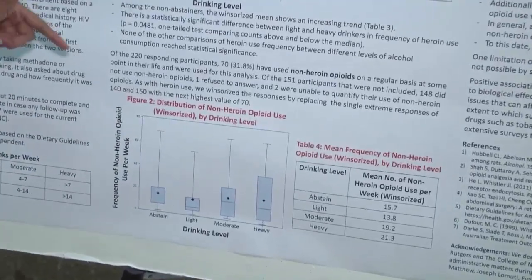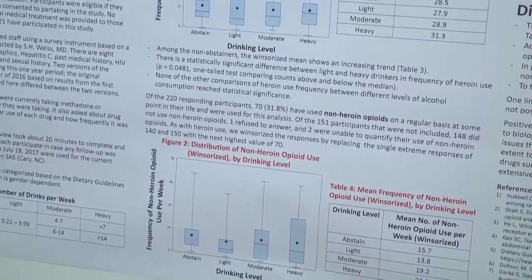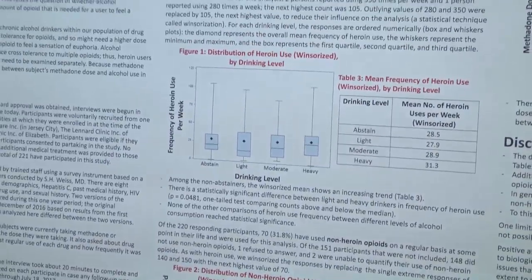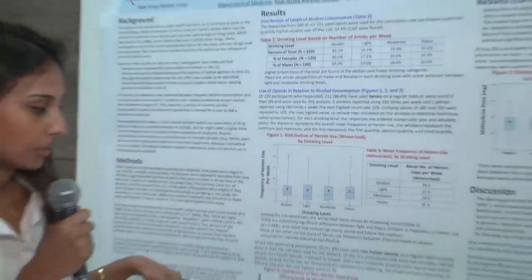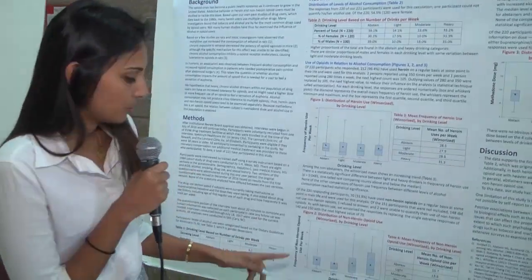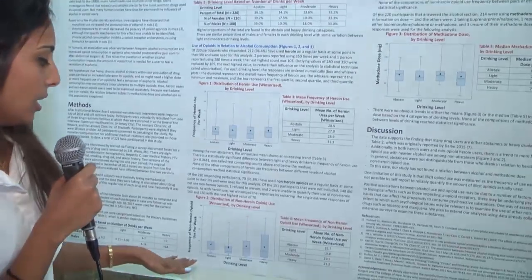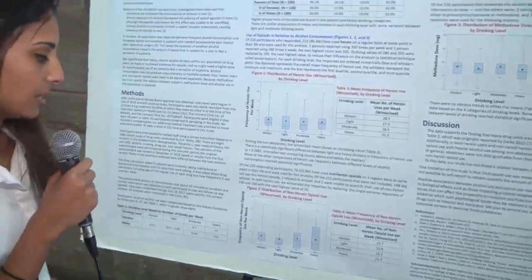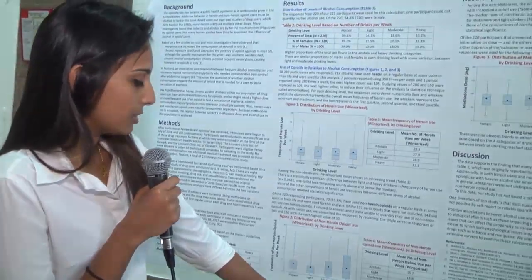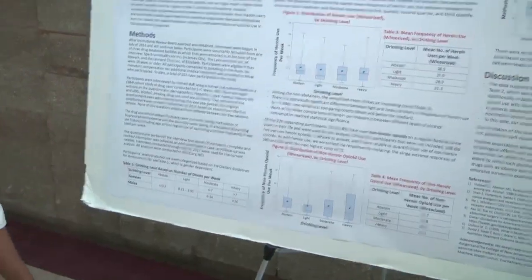Then we looked at non-heroin opioid use and compared that to drinking level. We split up heroin versus non-heroin because we did find in basic science literature that alcohol might not produce cross-tolerance to multiple opioids, so we wanted to study them separately. So we looked at non-heroin opioid use and the frequency of that with each drinking level, and we again did find that in drinkers there was a higher increase in means as you increased alcohol consumption. As well, you could see in the moderate versus heavy, there are noticeably higher medians compared to the abstain and light.